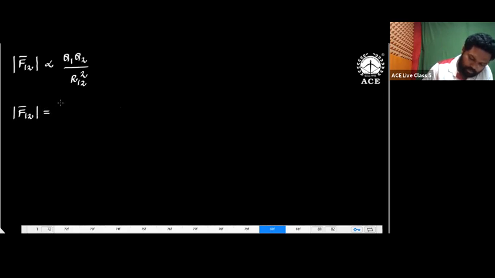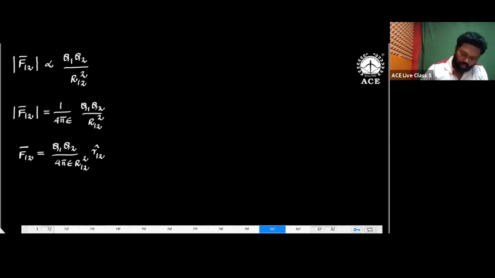F12 vector is equal to 1 by 4 pi epsilon, Q1 Q2 by R12 magnitude square. So F12 vector is equal to Q1 Q2 by 4 pi epsilon R12 magnitude square into R12 cap. So this is the law. Units are newtons, beta.